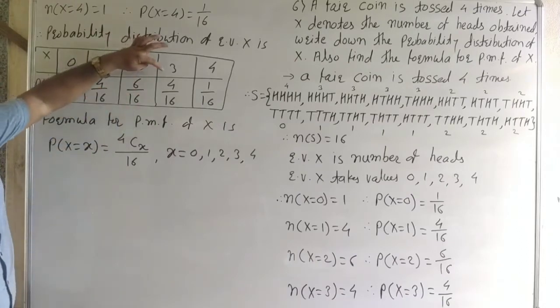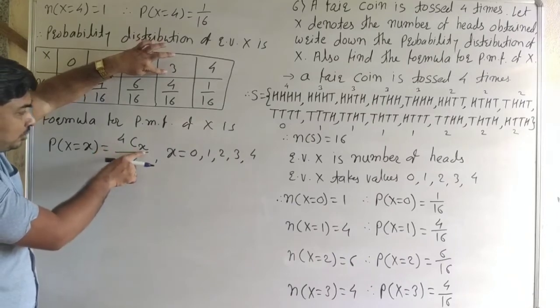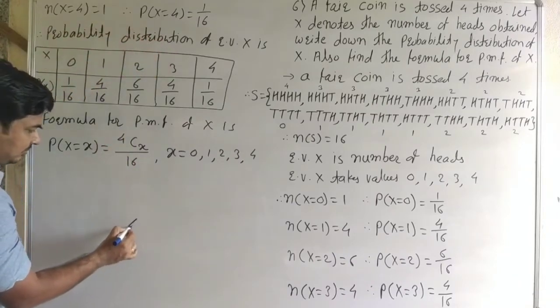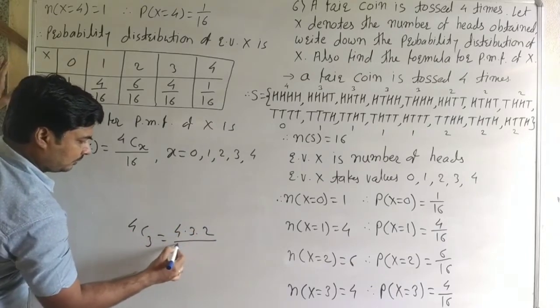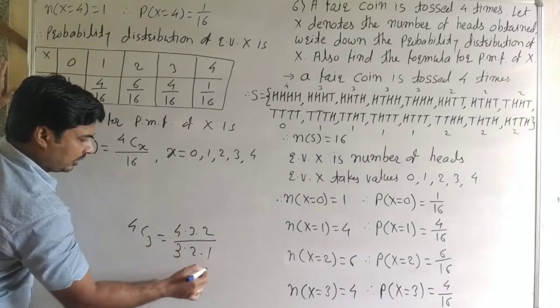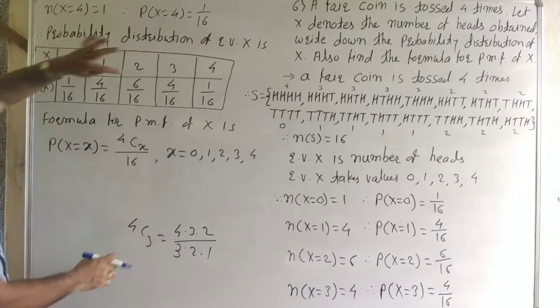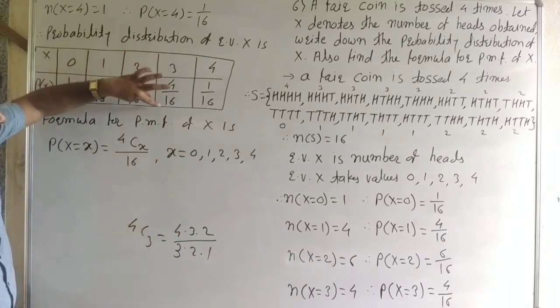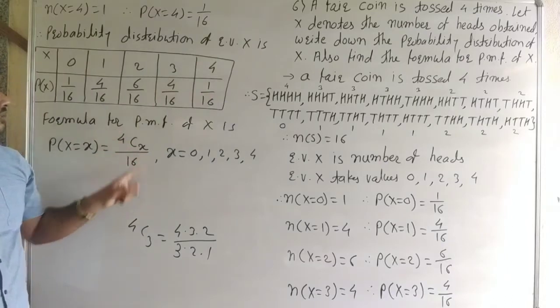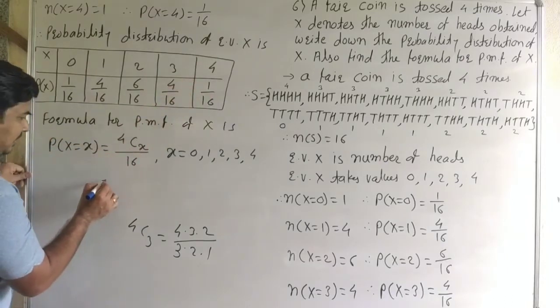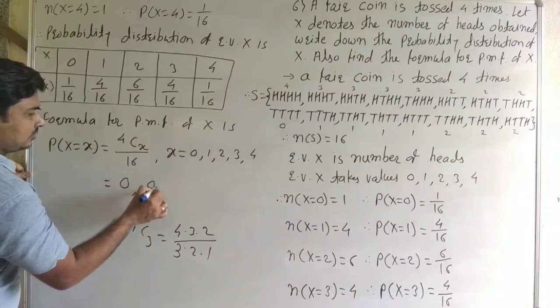Then when x is equal to 3, it is 4C3, that is 4 into 3 into 2 upon 3 into 2 into 1, again 3 2 3 2 cancel, so it is 4. When x is equal to 3, it is 4 upon 16, and the last, 4C4, is 1, so 1 by 16. It is a formula, and 0 otherwise.